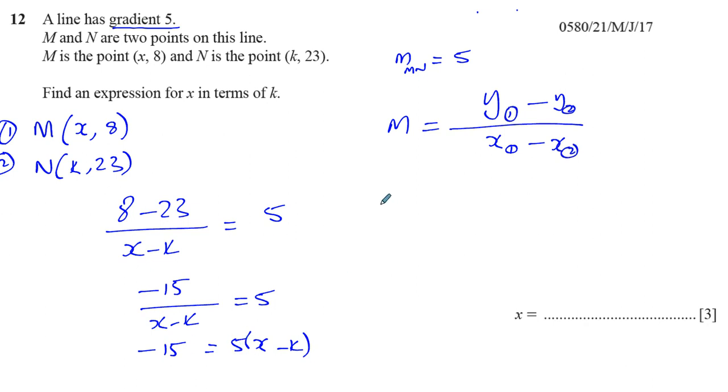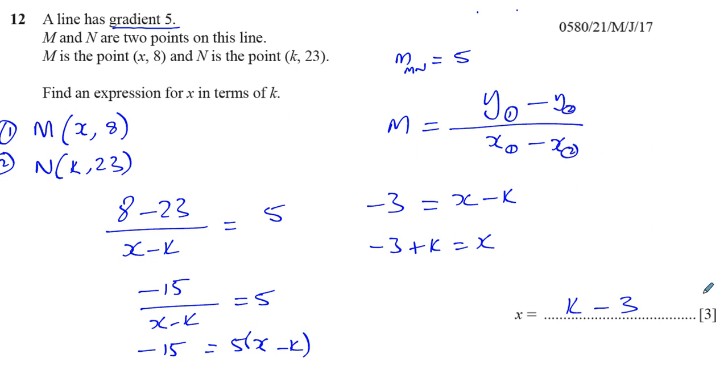So if I divide both sides by 5, I'll have minus 3 is equal to x minus k. And then I want to find x as the subject, so I'm going to add k to both sides. So I'll have minus 3 plus k is equal to x, which I can write as k minus 3. And there we have our answer.